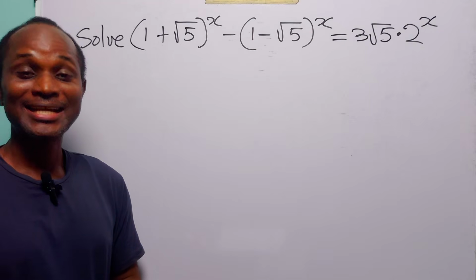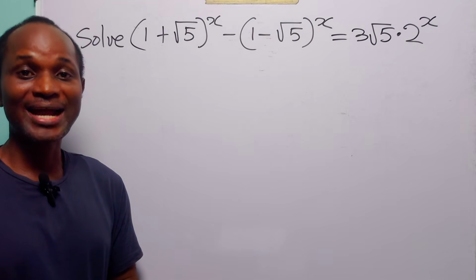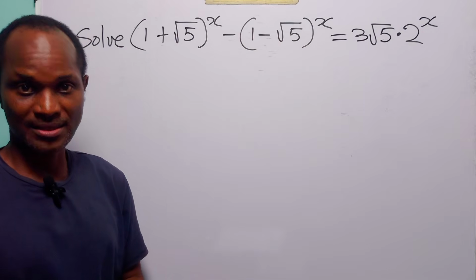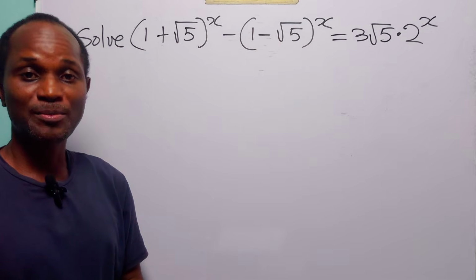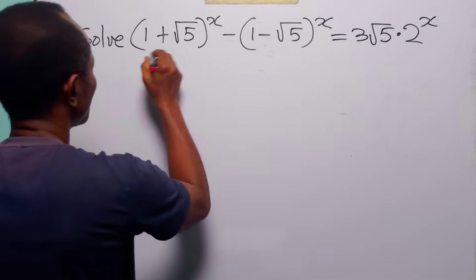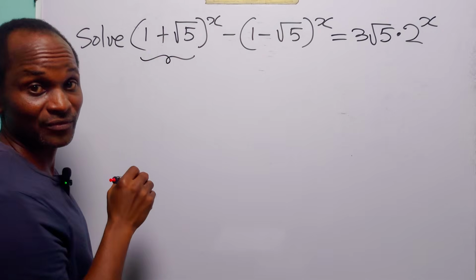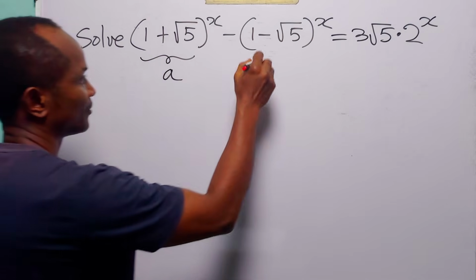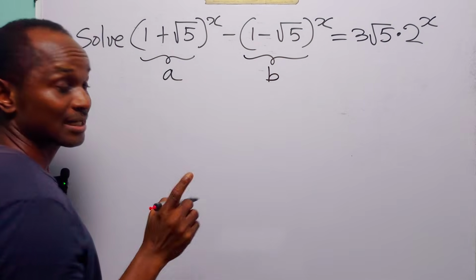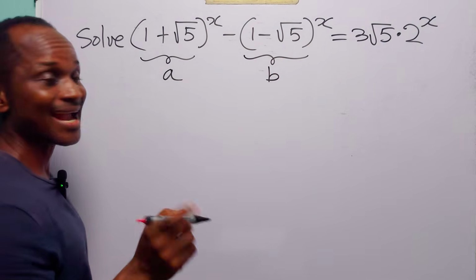Hello and welcome. In this math tutorial, our task is to find the real values of x that satisfy this exponential equation. To solve this problem, we are going to start with two substitutions. We are going to call 1 plus root 5 a, and we are going to call 1 minus root 5 b. Now let us find the product of a and b.